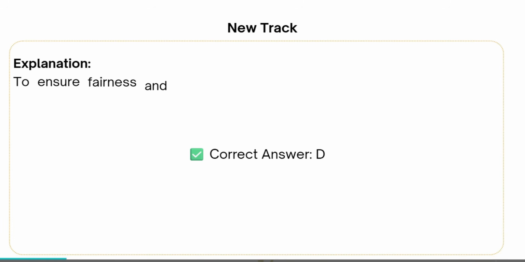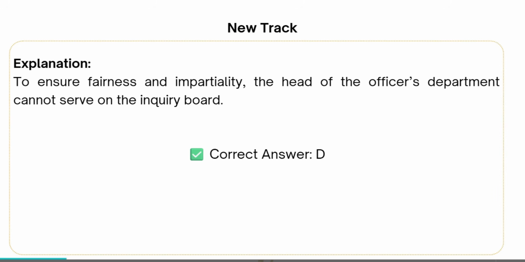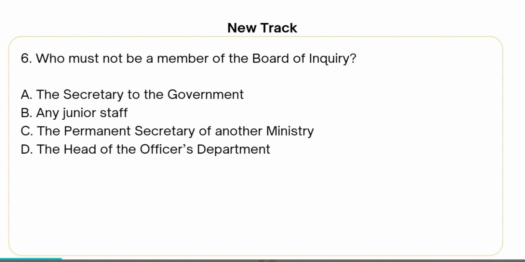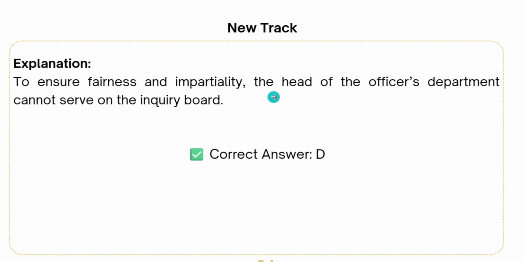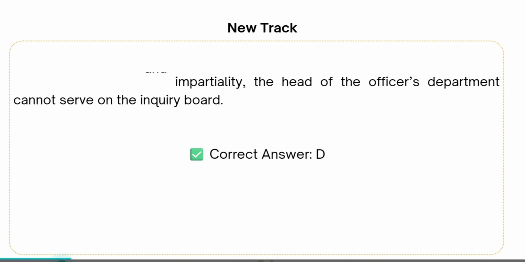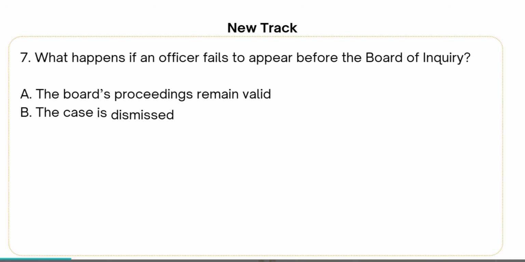The right option is option D, and option D says the head of the officer's department. And the essence is to ensure fairness and impartiality. The head of the officer's department cannot serve on the inquiry board. Option D.